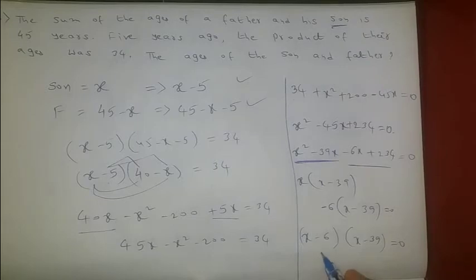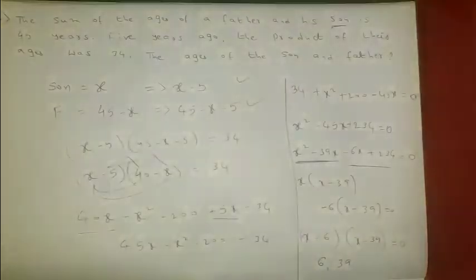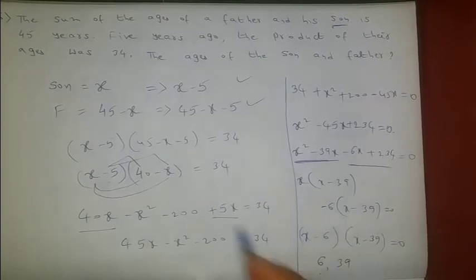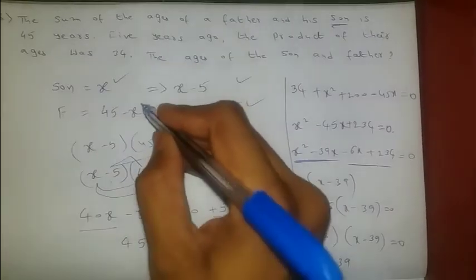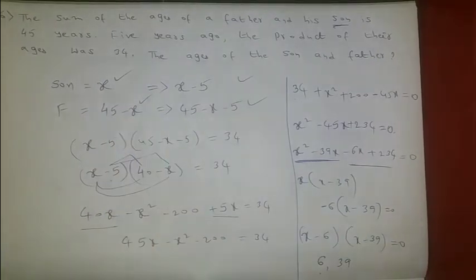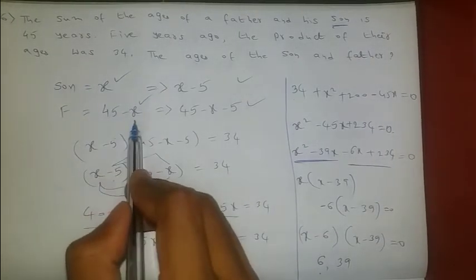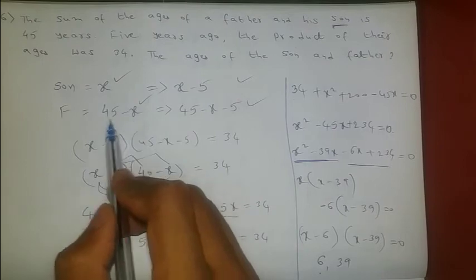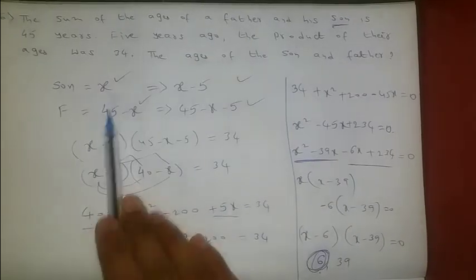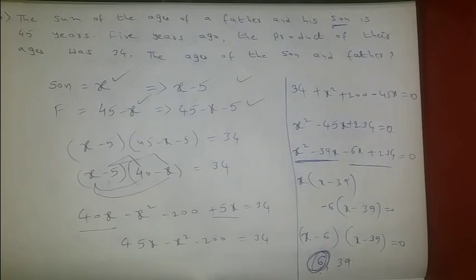So here minus 6 is there, so we will get x equals plus 6, and minus 39 is there, so we will get plus 39. Now if you substitute these numbers in the question, if we take x as 6, the son's age will be 6 and the father's age will be 45 minus 6, 39. Next, if we take x as 39, the son's age will be 39, the father's age will be 45 minus 39, 6. Always the father's age should be more than the son's age, so only the answer 6 is correct. It means the son's age is 6 years and the father's age is 39 years.